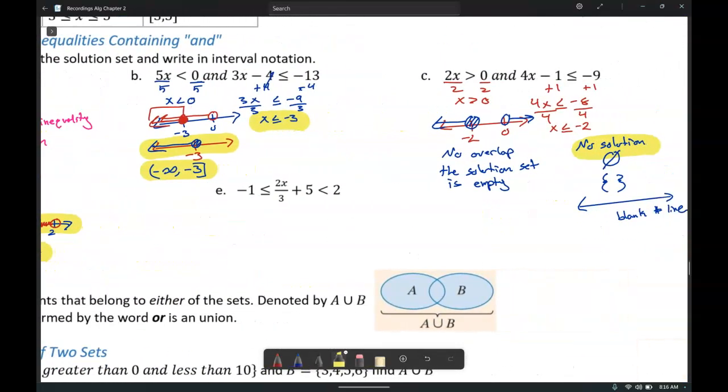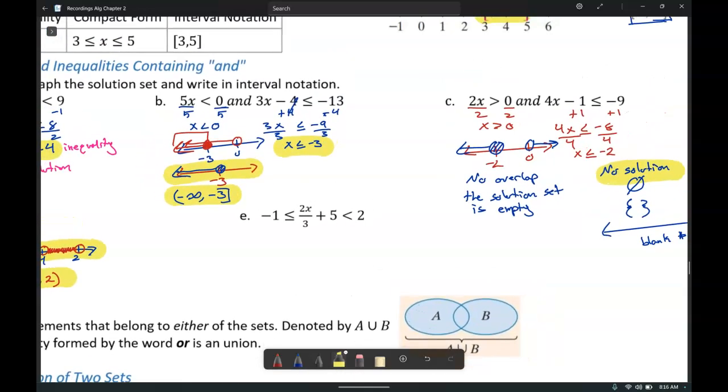Last inequality that we're going to look at with intersections. Here we can go ahead and solve this compact inequality again. Let's go ahead and get rid of the 3, that fraction, so that we don't have to deal with that, just to make our life a little bit easier. We'll multiply everything by 3. -3 is less than or equal to. When we distribute with the first part, the first term cancels with the denominator. And then we distribute to the 5, we get 15, less than 6.